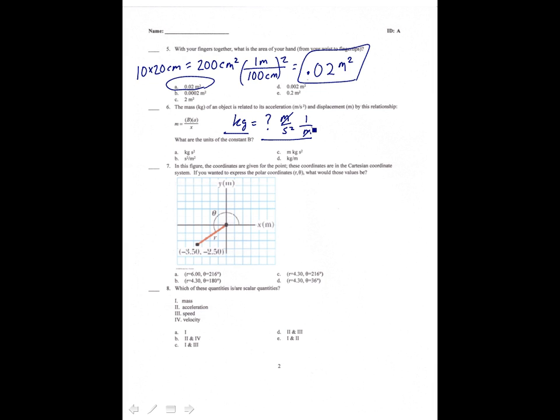Now the meters already cancel, so in order to cancel out the second squared, we're going to need a second squared in the numerator, and then we're also going to need a kilograms in the numerator. So the units for b are kilograms second squared, which is A.